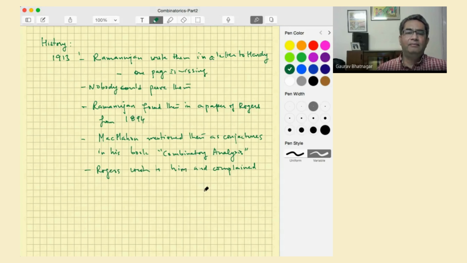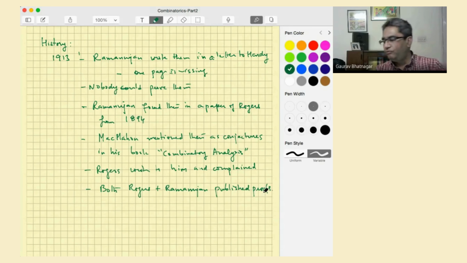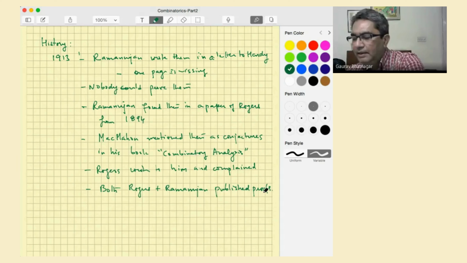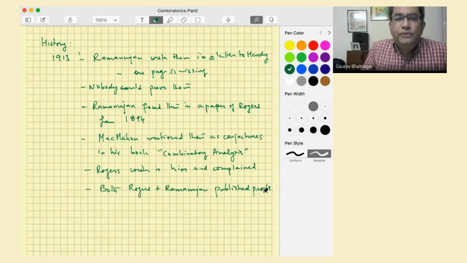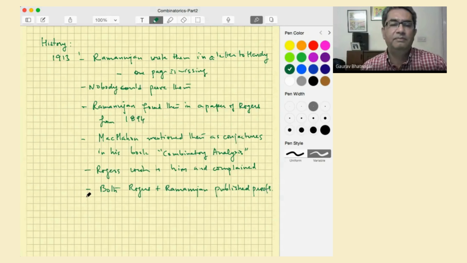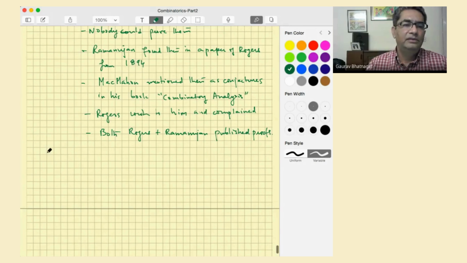And then McMahon wrote back that, yeah, we just found out from Ramanujan and all that. And both Rogers and Ramanujan published further proofs. So Rogers simplified his proof considerably and published them. So why was McMahon so excited? Because he interpreted them as partitions. So the partition interpretation.